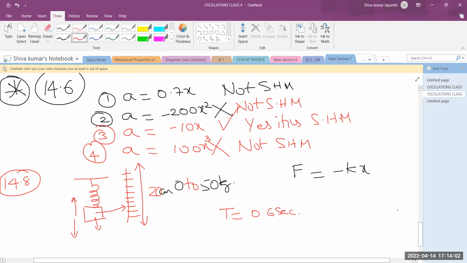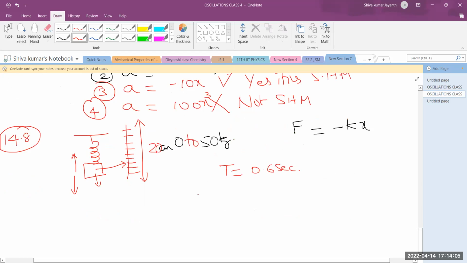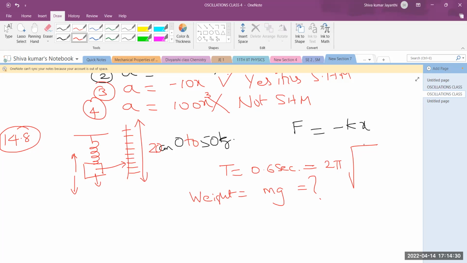What is the weight of the body? Weight, what is the formula? mg. Mass of the body we still don't know. But we know time period is related to mass. How is time period related to mass? 2 pi root k by m or m by k? Yesterday I told you, check your notes. It is 2 pi root m by k. Yes or no? We did this.